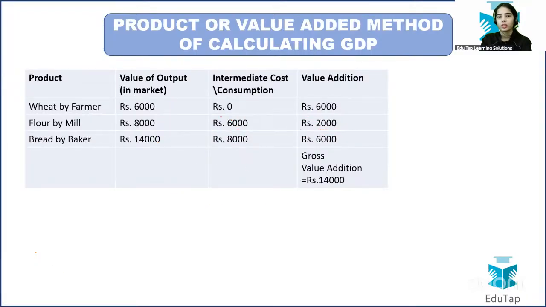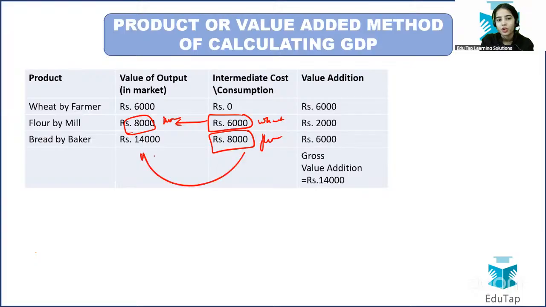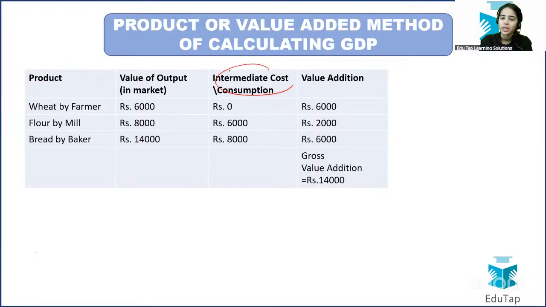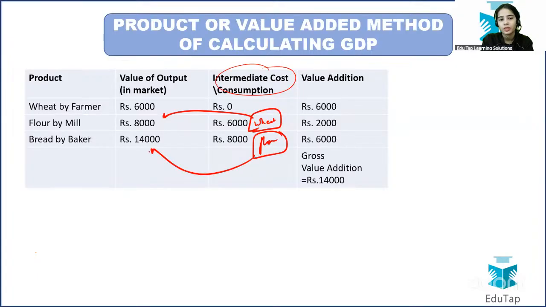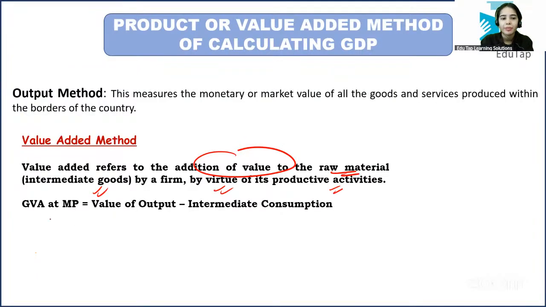Intermediate consumption is what? The wheat is the intermediate consumption for flour. And the flour has been transformed into bread, so it is intermediate consumption for bread. Okay. Any confusion in the intermediate consumption? No. Okay. So wheat is the intermediate consumption as it has converted into flour, and flour is the intermediate consumption because it has converted into bread. So the value added method is basically value of output minus intermediate consumption.